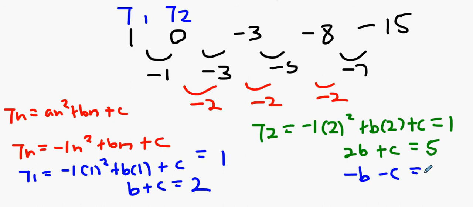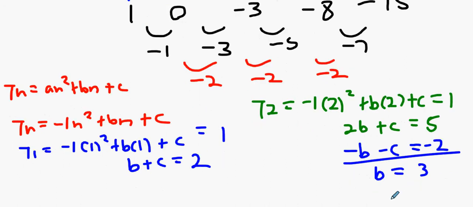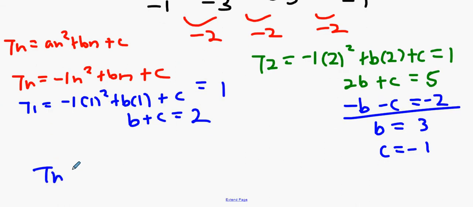I'm going to get b equals 3, and therefore I'm going to get c equals minus 1, and therefore my formula will be Tn equals minus 1n squared plus 3n minus 1. Is that alright? Okay, let's move on.